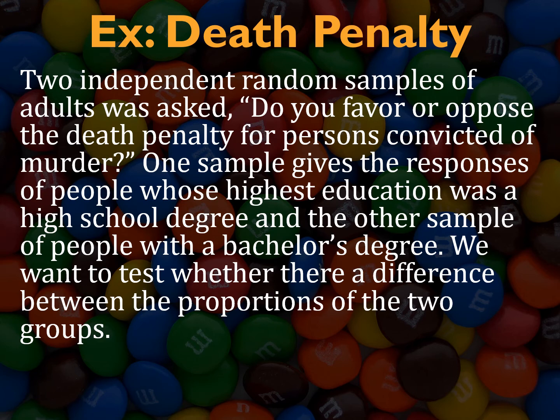So here's our second to last example. I'll probably go through the last example as an extra, but you probably don't need to go through it. Two independent random samples of adults were asked, do you favor or oppose the death penalty? So you can basically go ahead and read it. You have education levels, and you basically want to see, is there a difference between the proportion of those that support the death penalty based on their highest education level attained.